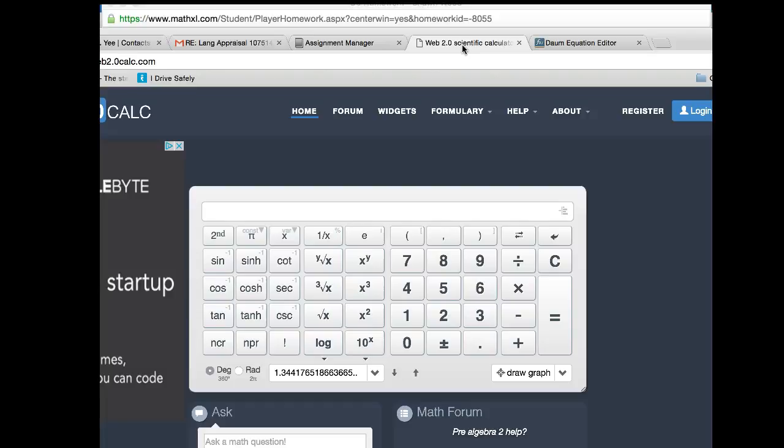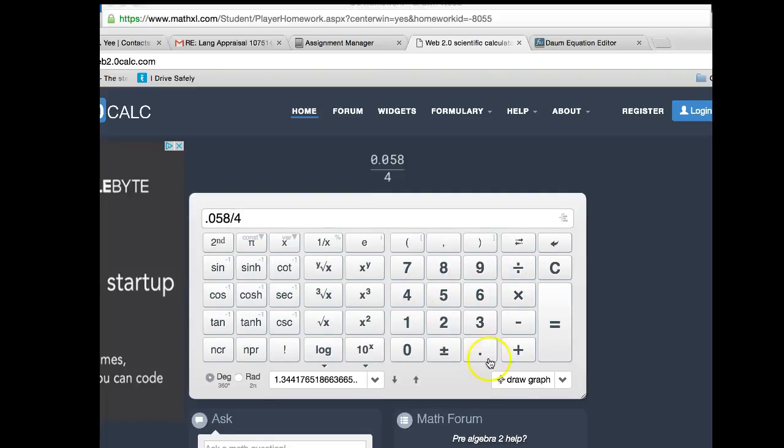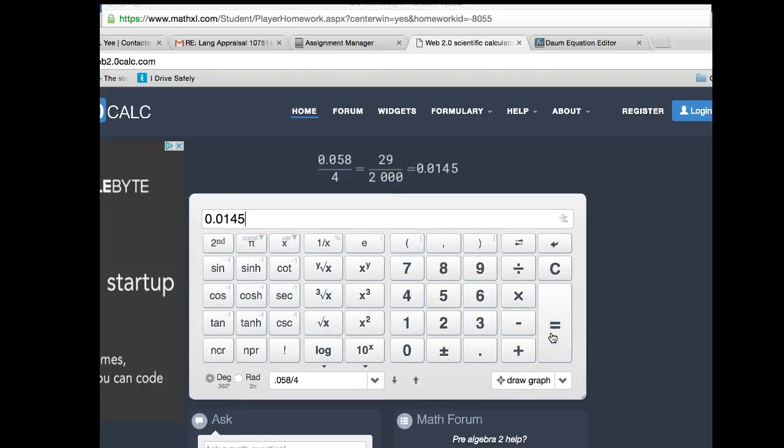So the first thing we're going to do is let's do the fraction inside the parentheses. So you're going to type in 0.058, and we're going to divide that by 4. This is the decimal that we're working with now. Let's just keep it inside the calculator. So according to our order of operations, we're going to add 1 to that, still inside the parentheses.